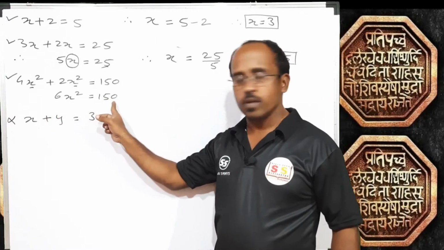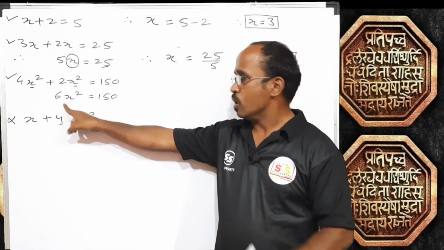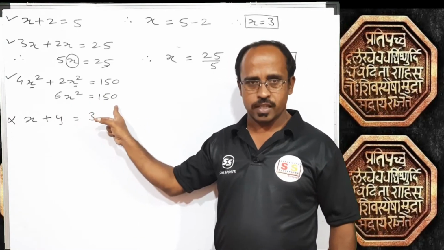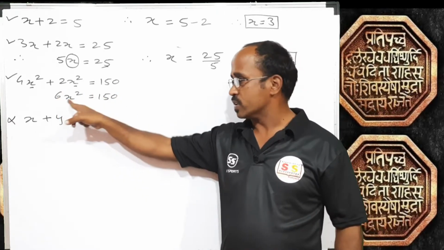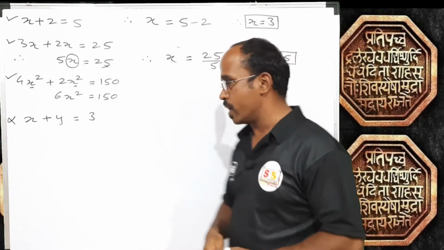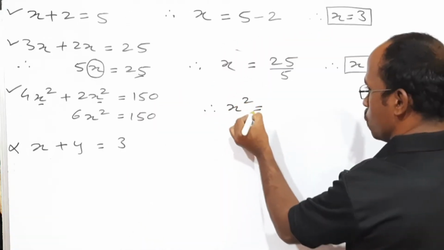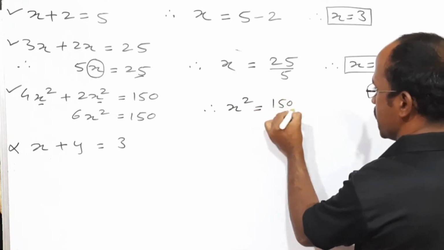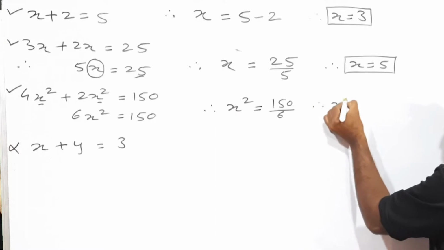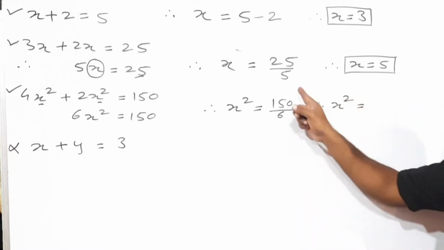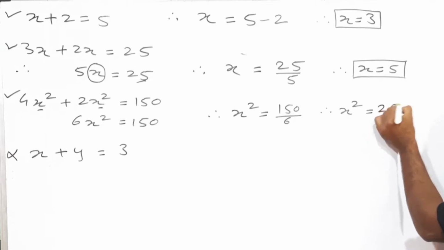6x square is equal to 150. We have to keep this x on its left hand side alone. So this 6 will change the side. After changing side, this 6 will divide to 150 because here 6 is multiplying to x square. Therefore we can say x square is equal to 150 divided by 6, which is equals to 25.